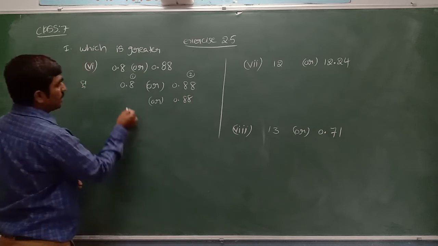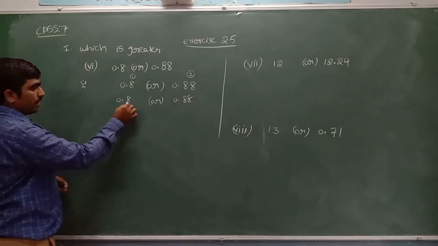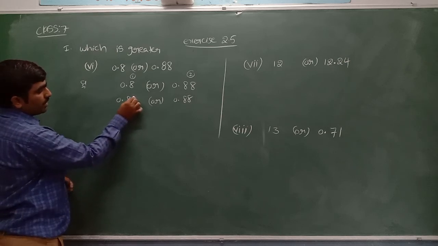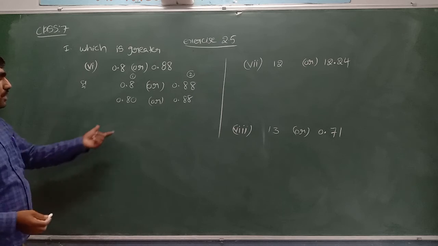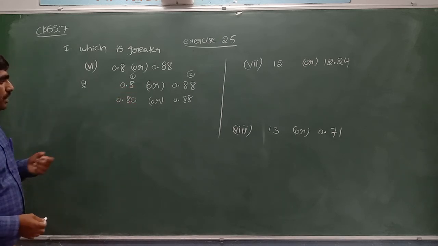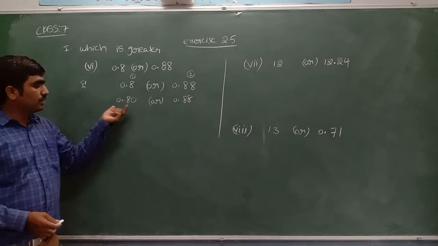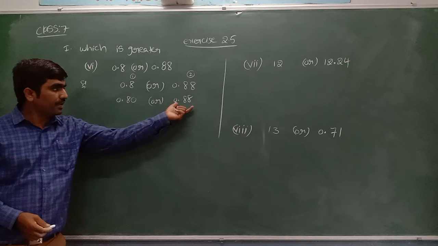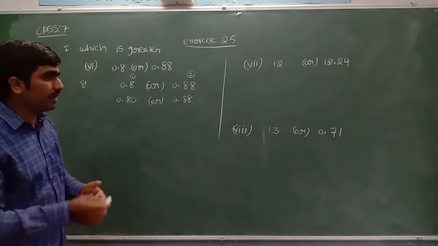Right, as it is. How can I express this with 2 decimal places? In the extreme right side we can keep zeros. By keeping zeros at the extreme right of the decimal part, there is no change in the value. Now both decimals have 2 decimal places. Now they are like decimals. Once they are like decimals, we can do the comparison and identify the greater and smaller.